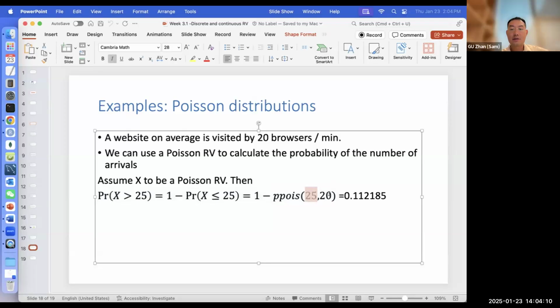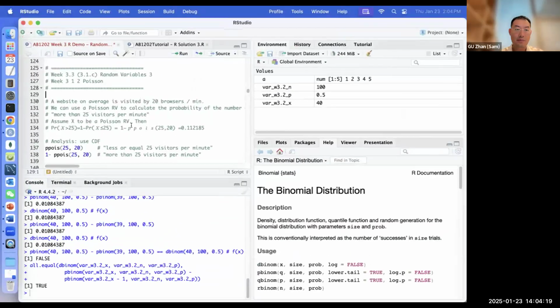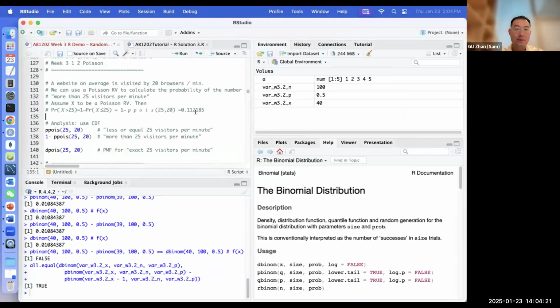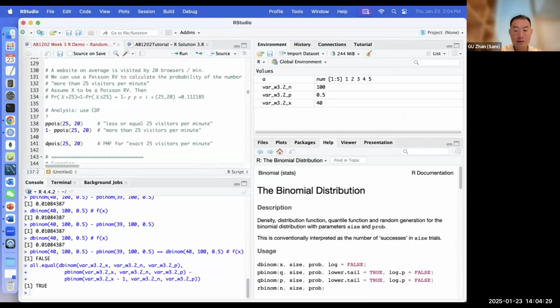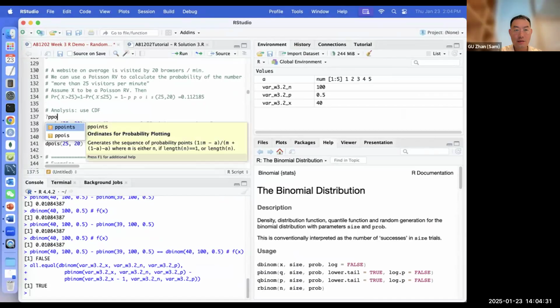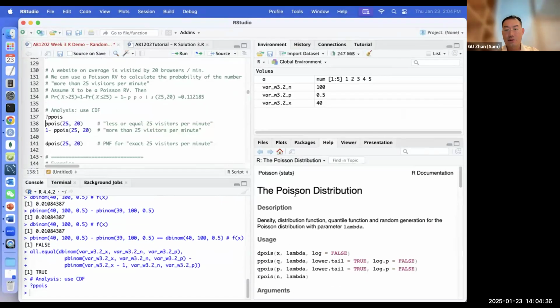25 customers with a lambda rate of 20 browsers per minute. So let's have a look at this example here. Assume X to be a Poisson random variable. For the analysis, we first use the CDF. First, you type a question mark, ppois. Let's run it. So, Poisson distribution.